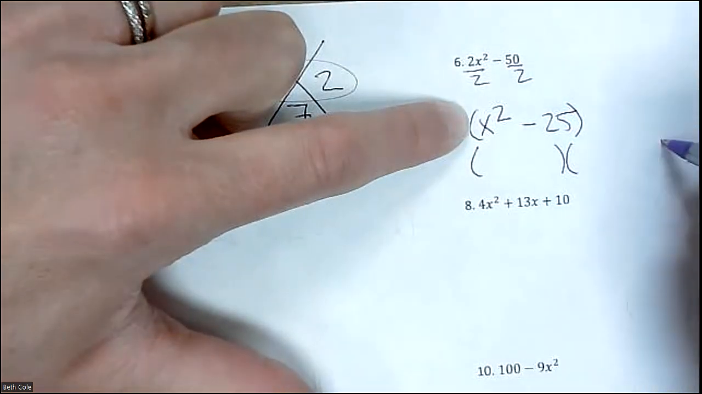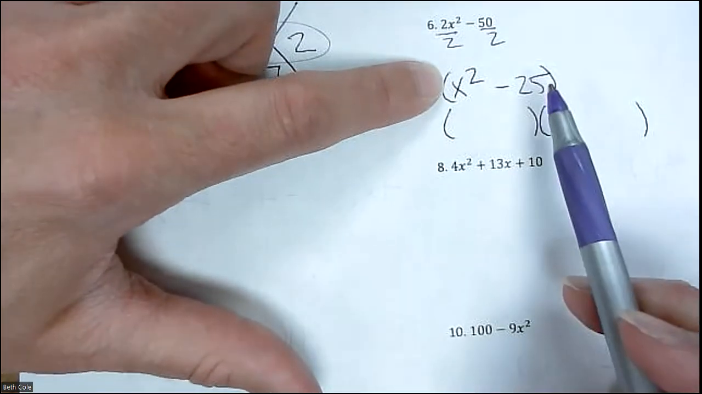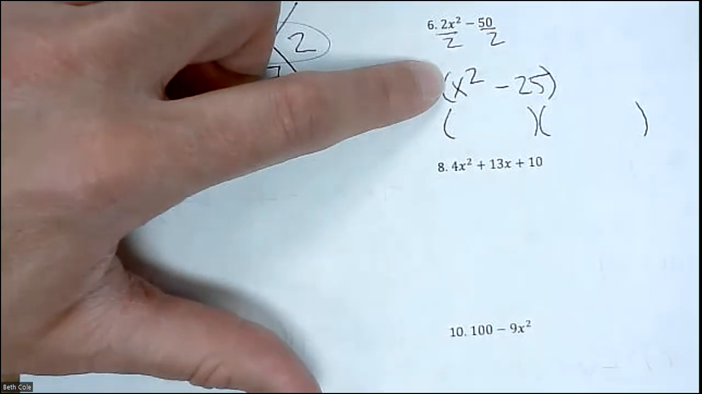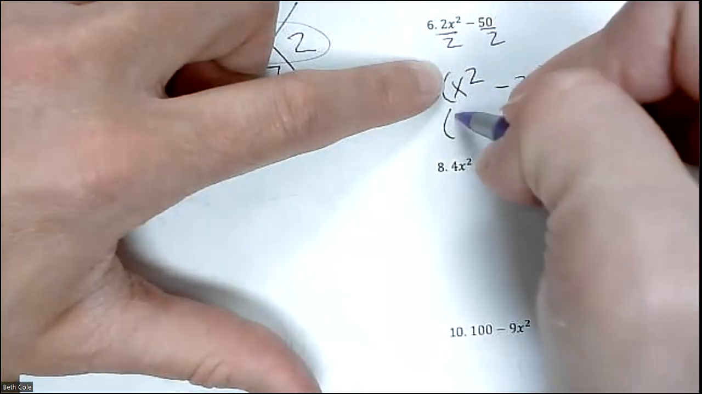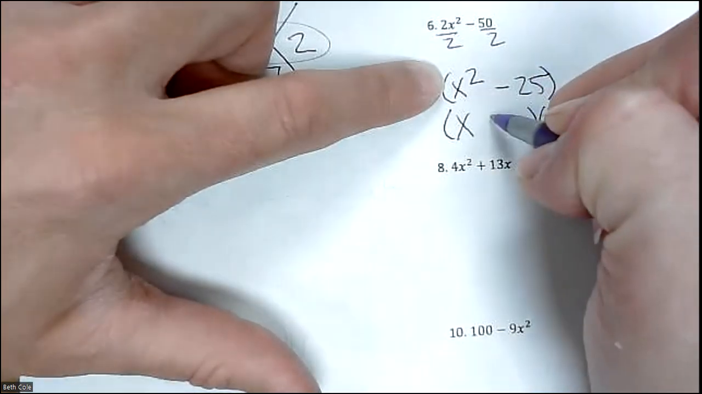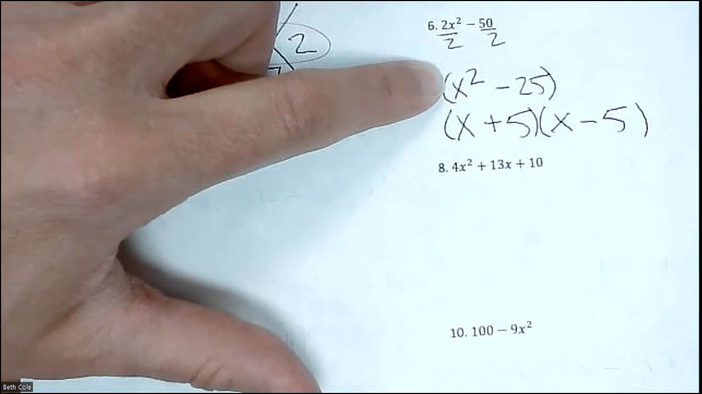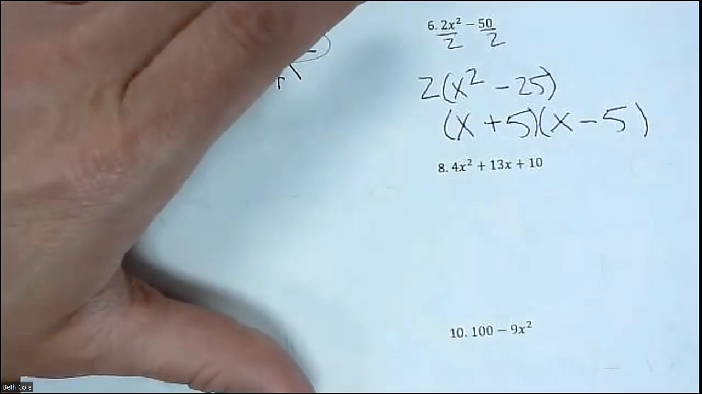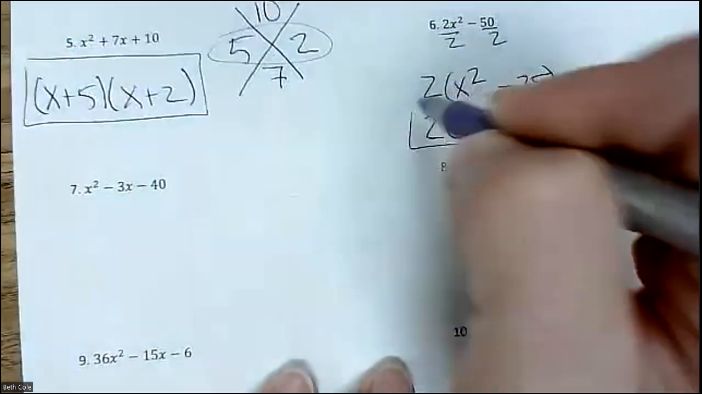And we're going to draw our 2 sets of parentheses to split this. So what is your square root of 25? 5. So what is going to go in these parentheses? Well, just X plus 5 and X minus 5. And then the 2 is out front.